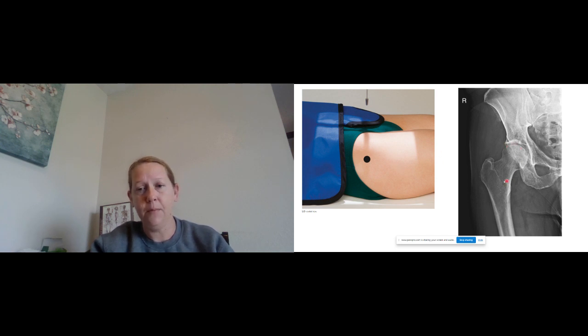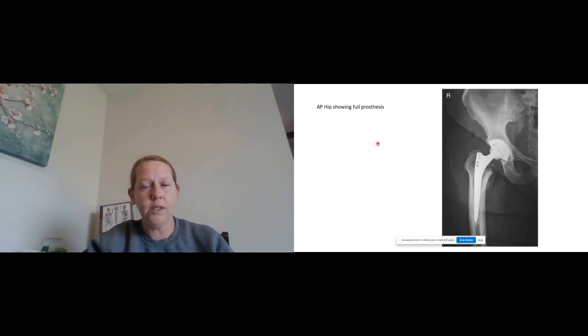Here's an AP hip. Here's the greater trochanter. Here's the lesser trochanter. Very nice view. I would say you need to include as much of this as possible. Please do not collimate to right here. That's not an AP hip. An AP hip should go all the way at least over to the pubic symphysis and should include a good part of the sacrum and the ala of the ilium. So here is an AP hip showing the full prosthesis for a hip replacement.